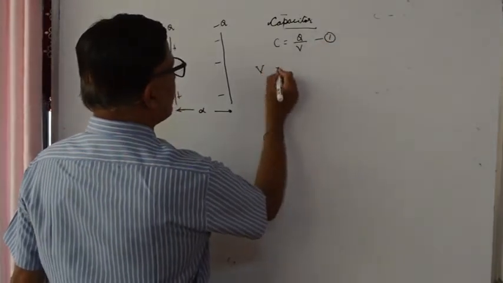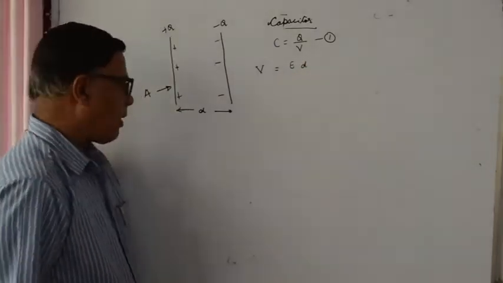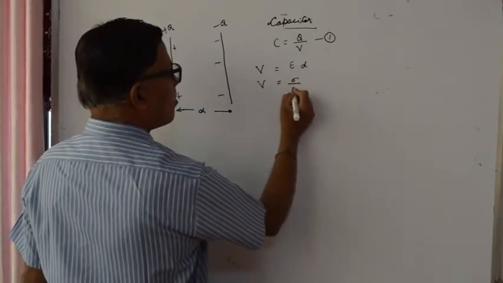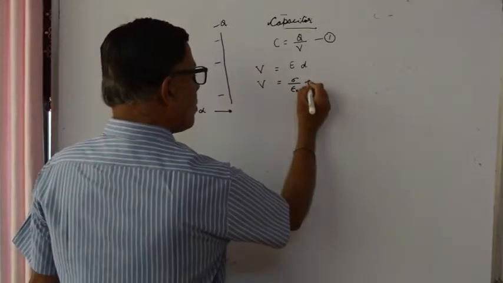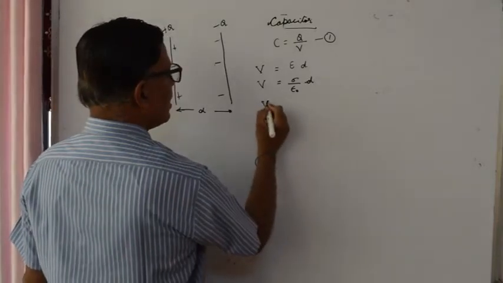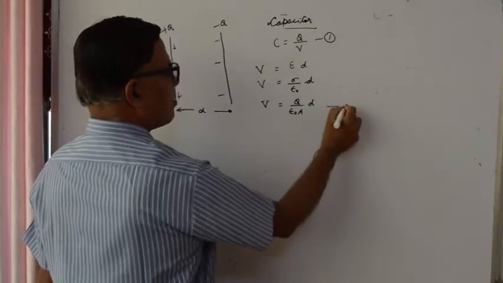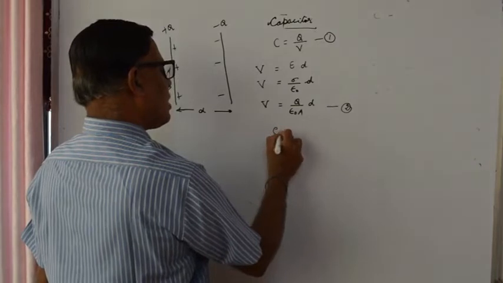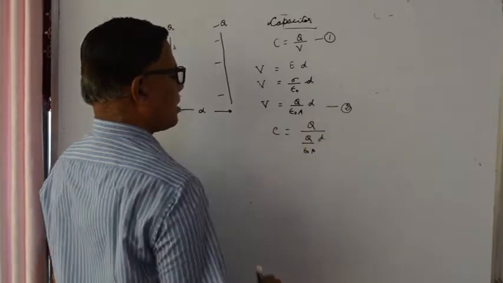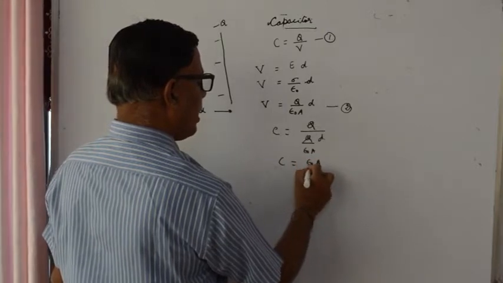Potential difference V is equal to nothing but E into d, and by Gauss theorem we know that electric field between the plates is equal to sigma upon epsilon 0, where sigma is the surface charge density. So V can be written as Q upon epsilon 0 A into d. This is equation 2. Without using calculus, you can directly derive the expression for capacity of the parallel plate capacitor. C is equal to epsilon 0 A upon d.